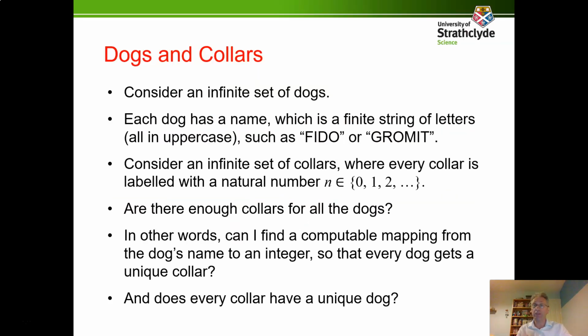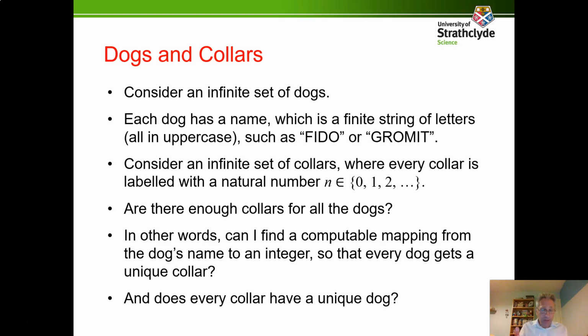So if you remember, we started with the dogs and collars example. We said consider an infinite set of dogs, and each dog has a name which is a finite string of letters, all in uppercase. And what we want to do is take that string of letters and somehow, using an algorithm, map it onto a natural number. The natural number is the collar number.